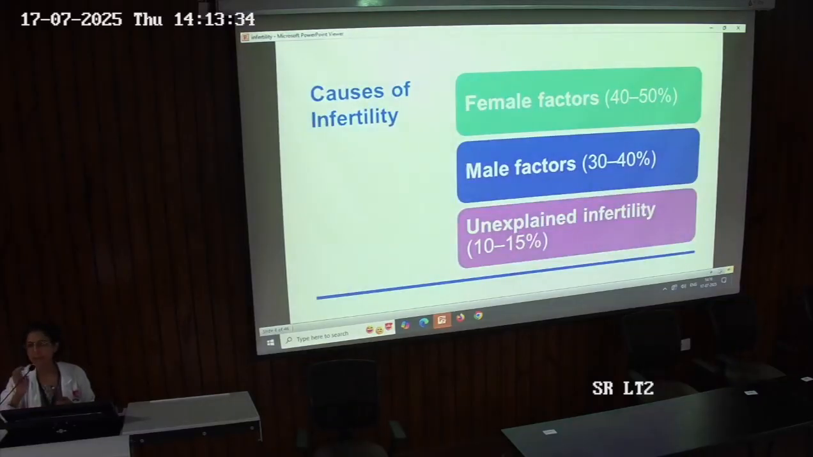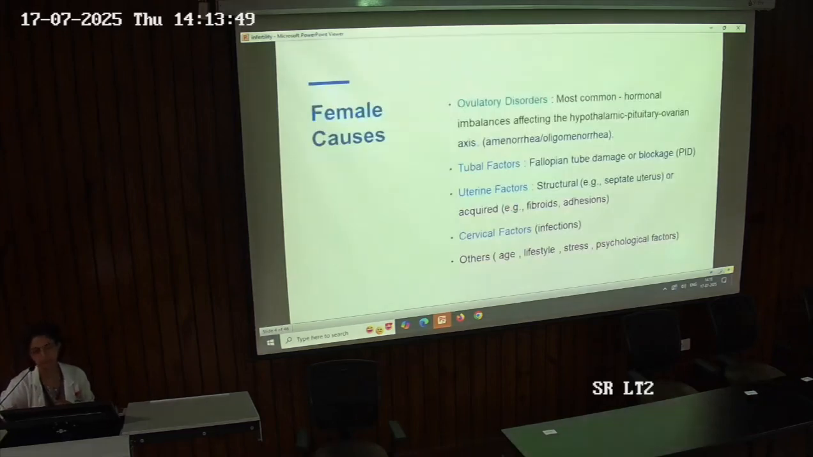So roughly 1/3 belongs to male infertility, 1/3 to female, and 1/3 combined. So 40 to 50% are female factor, 30 to 40% male factor, and around 10% unexplained infertility.